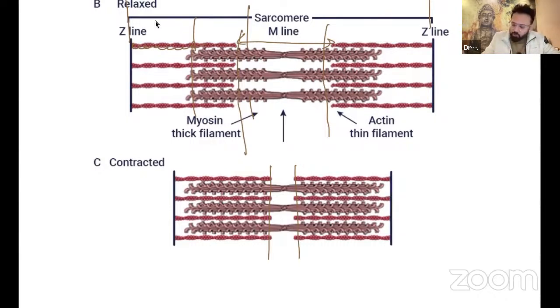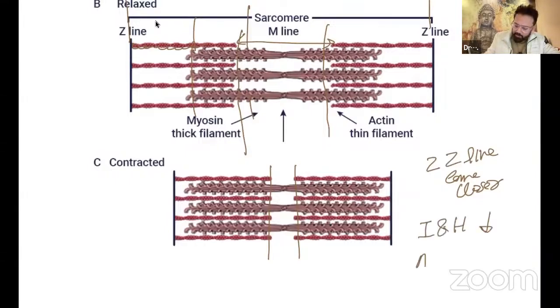Very good. So during contraction, what happens, doctors? 2 Z lines come closer. I band and H zone decrease and A band remains constant. These are the questions. What happens during contraction, doctor? 2 Z lines come closer. I and H will decrease. A band remains constant.